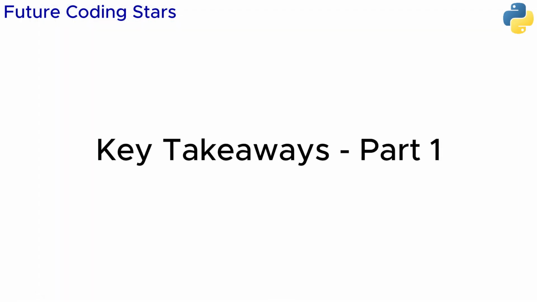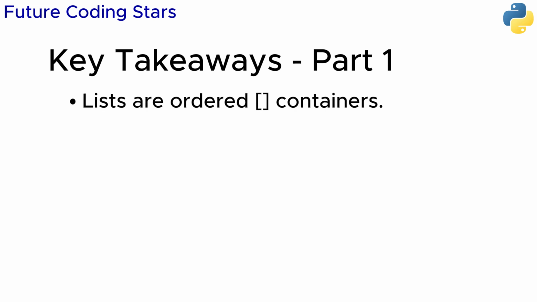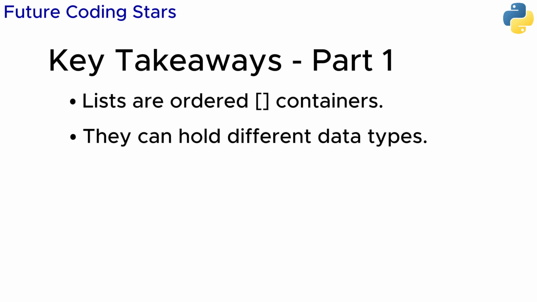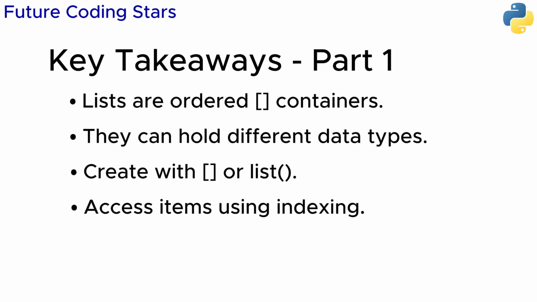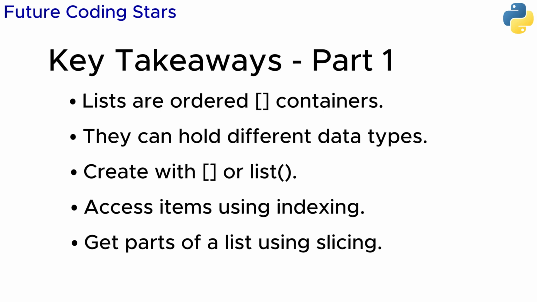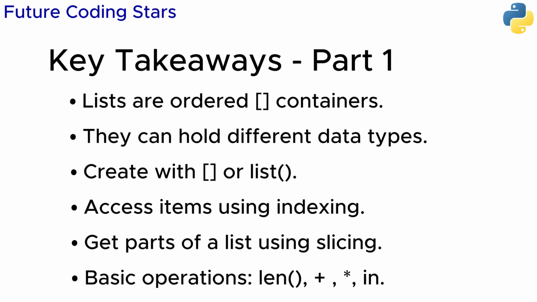All right, we've covered the absolute basics of Python lists. We learned that lists are ordered containers using square brackets that can hold different types of data. You learned how to create lists, access individual items using positive and negative indices, and get sections using slicing. We also saw how to find the length of a list, combine lists, repeat lists, and check if an item is inside a list. We also touched upon the index error you might encounter.